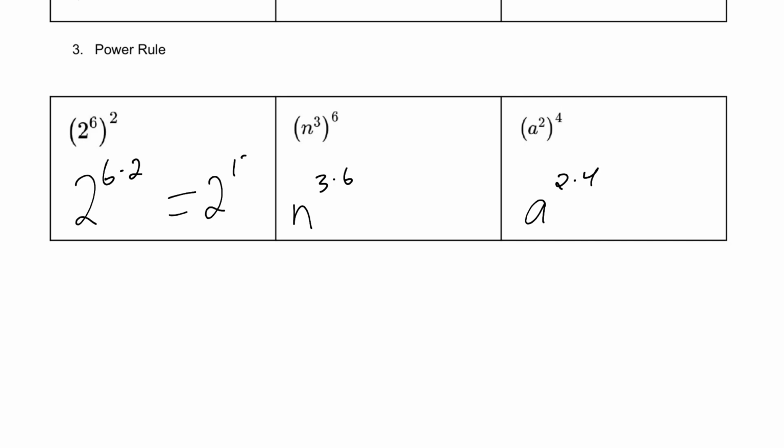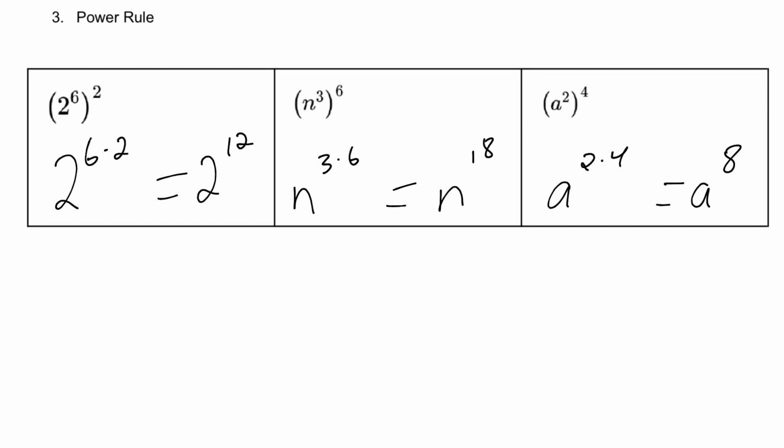And this gives us 2 to the 12th, n to the 18th, or a to the 8th. Whether it was positive or negative, sometimes you have to multiply two negatives. For example, you could end up with something like x to the negative 2 raised to the power of negative 2, and that would give you x to the 4th, because when you multiply a negative times a negative, it turns out positive. And that's all you have to do.